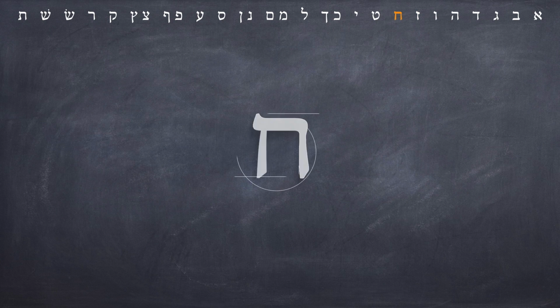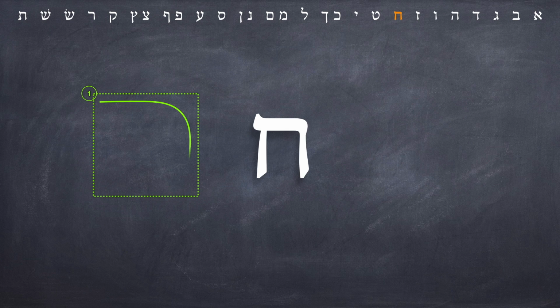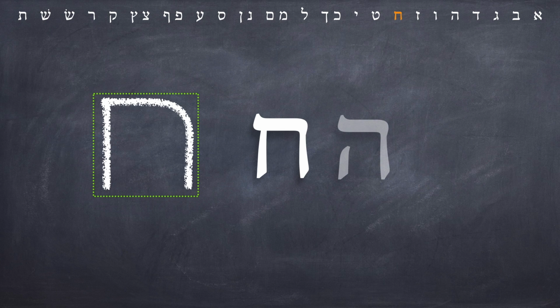Next we have the letter Chet. Chet is written with two strokes, one that wraps around the right side, and then a vertical that connects at the top. Here it is with the chalk. 1, 2. Chet looks a lot like the letter Hey, but the difference is Chet is closed at the top, whereas Hey has that gap.